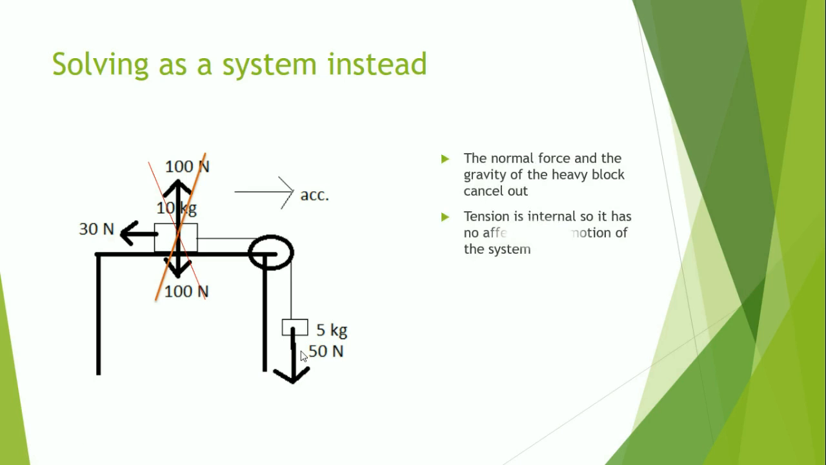the acceleration because they're equal and opposite. The tension is internal, so it has no effect on the motion of the system. So this is where Newton's third law or internal forces come into play. Because the tension's pulling both blocks equally, this does not affect the motion of the system. All it is basically doing is holding these blocks together.